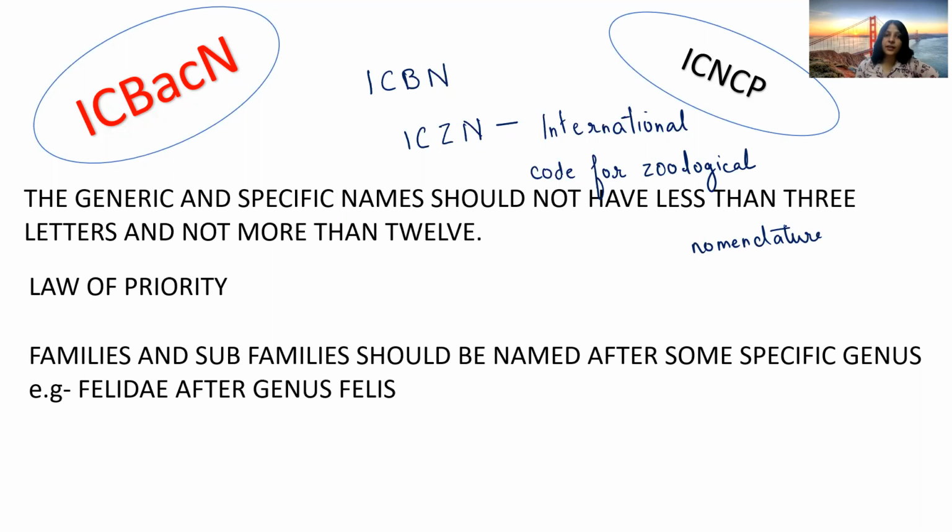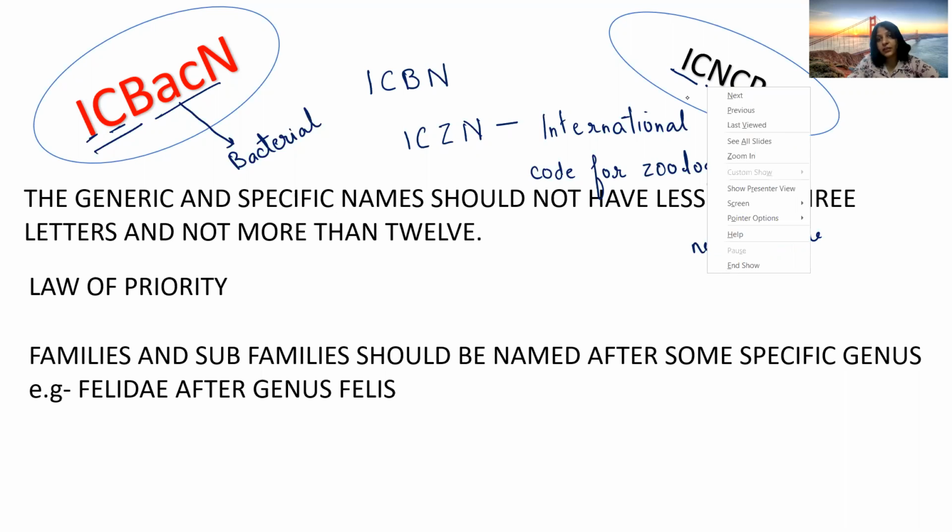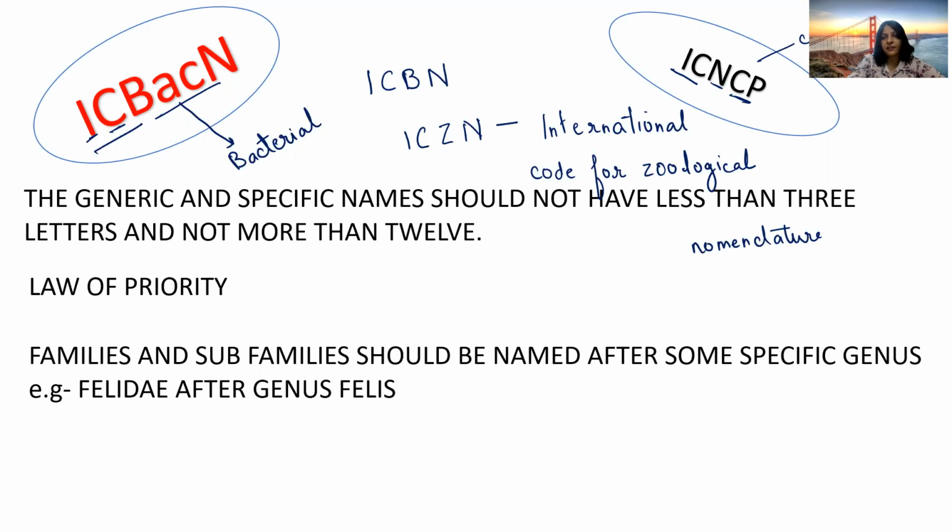Okay. Likewise, we have other bodies, like ICBAC-N, where I stands for international, C for code, BAC for bacteria, bacterial nomenclature. ICNP, international code for nomenclature of cultivated plants. So here we are naming the cultivated plants. If we have produced a new species of cultivated plants, we will contact that organization.